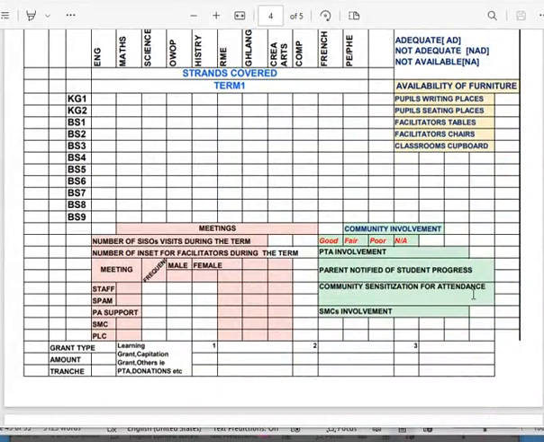Right, community sensitization for attendance. So as I said, the same also applies over here. The SMC's involvement: the 10 or 11 member committee, are they involving themselves actively in the affairs of the school? If it is good, you state. If it is fair, you state. If it is poor, none, or if it is not available, you put it here.